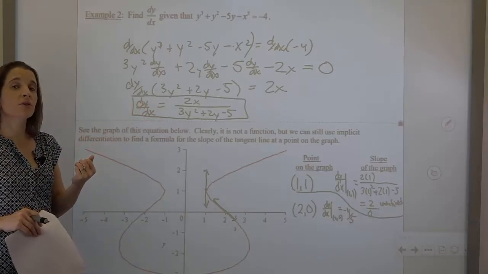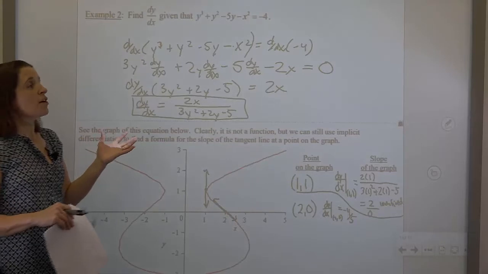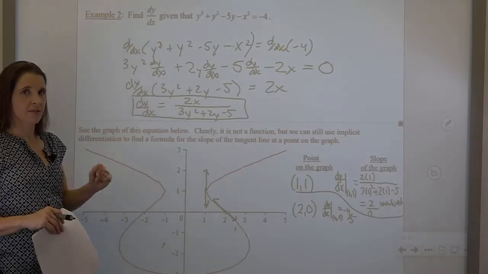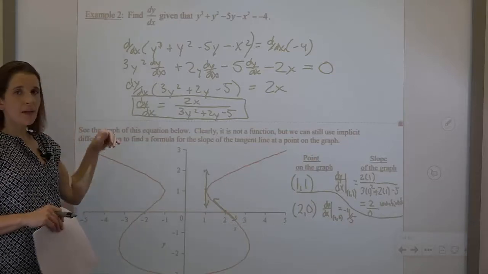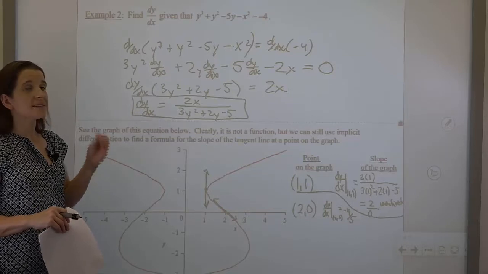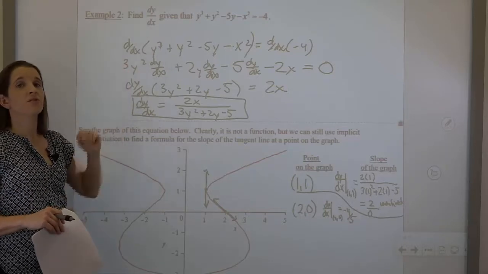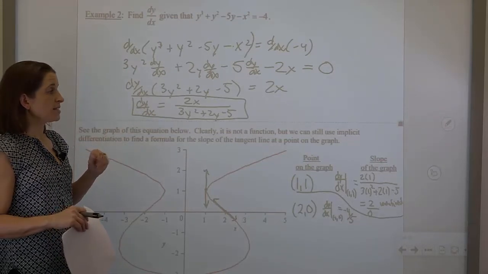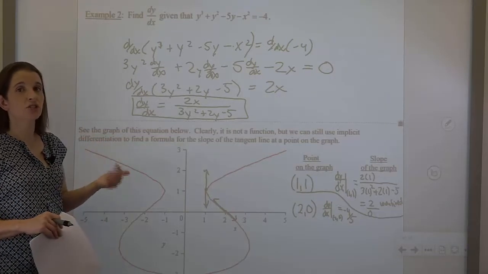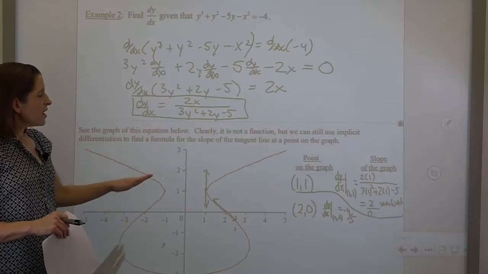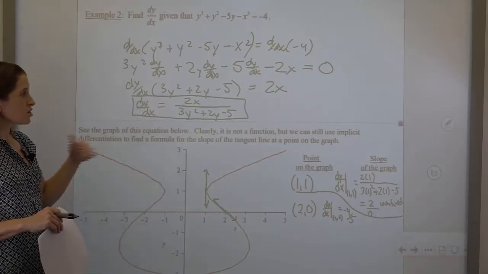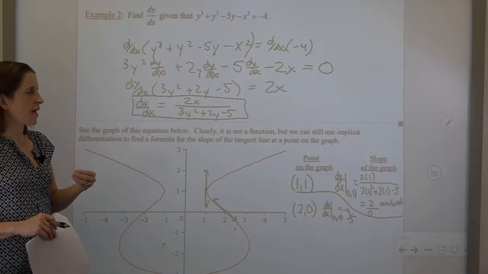So just to show you, even though these are not necessarily functions, they're relations, because this would not pass the vertical line test for a function, it still does make a cool graph, and a lot of these are really interesting. But the derivative still represents the slope of the tangent line. So the derivative evaluated at a point is still the slope of the tangent line at that point, and I just wanted to show you that that was the case. So if I pick a couple nice points that are easy to identify on this graph, I want to show you that it makes sense that that is the slope.